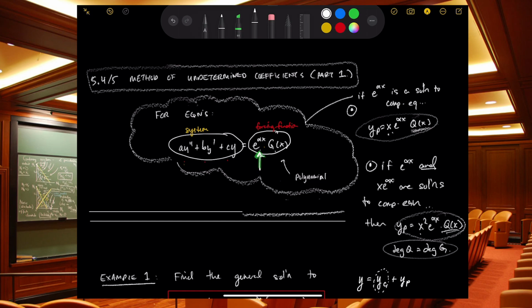In the next lecture, we're going to talk about when the forcing function has a sinusoidal input, so some sum of cosines and sines. Again, very similar in theme, but some particulars that we got to deal with.